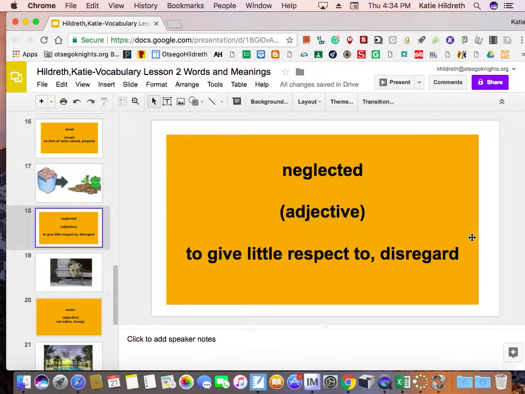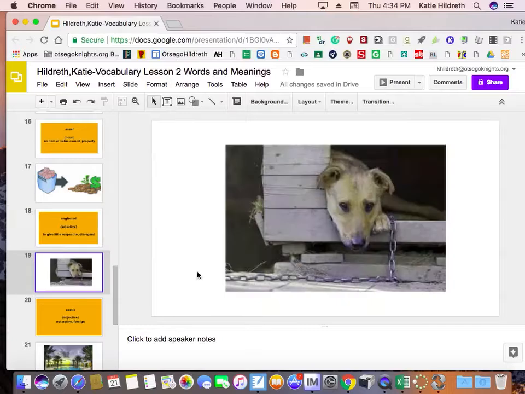My next word is neglected, and neglected is another adjective. It's a describing word, so it's going to describe a person, a place, or a thing, and it means to give little respect to, to disregard, okay? And as you look at my picture, you see the dog, and he's chained up, and he's all by himself, okay? So he's not given respect, or he's disregarded.